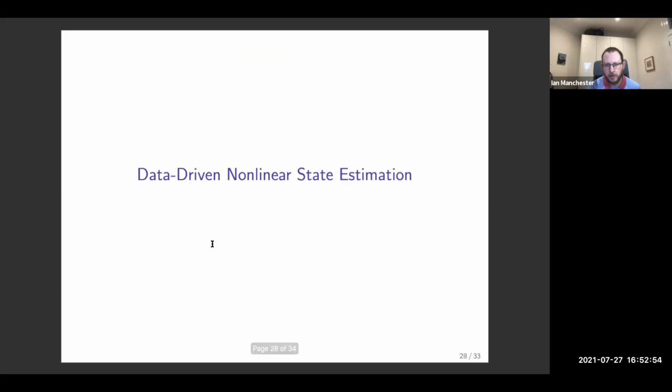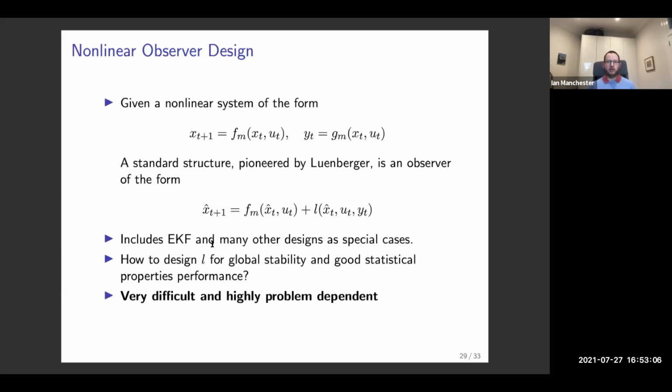So let's now circle right back around for the last couple of slides. How does this help us with the nonlinear state estimation problem? As I presented at the very beginning of the seminar, a typical way to solve the nonlinear state estimation problem, let's say for a discrete time dynamical model, is to take a copy of the dynamics and add some kind of correction term. This includes things like the extended Kalman filter, but designing the correction term to achieve global stability is very challenging and highly problem dependent. We don't really know how to design this term in a general sense.